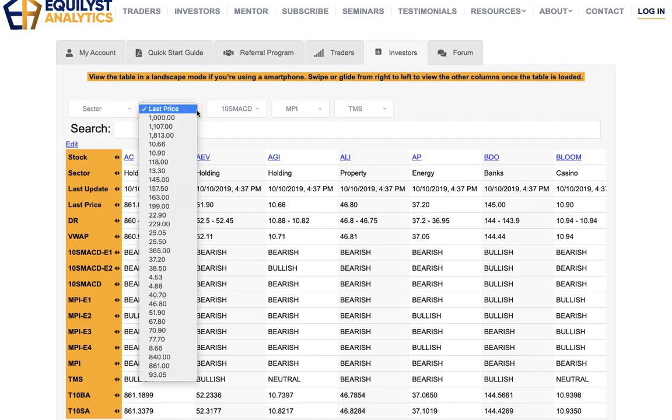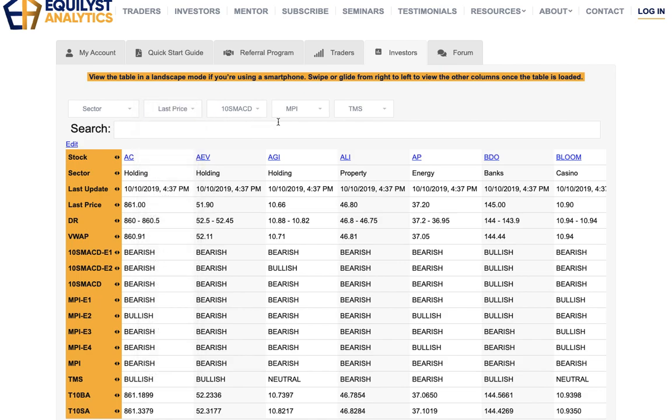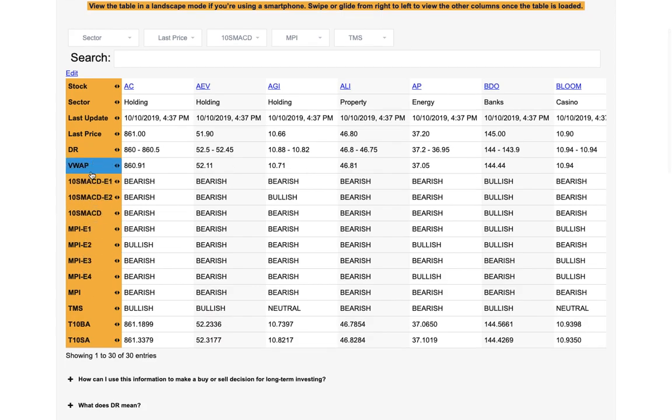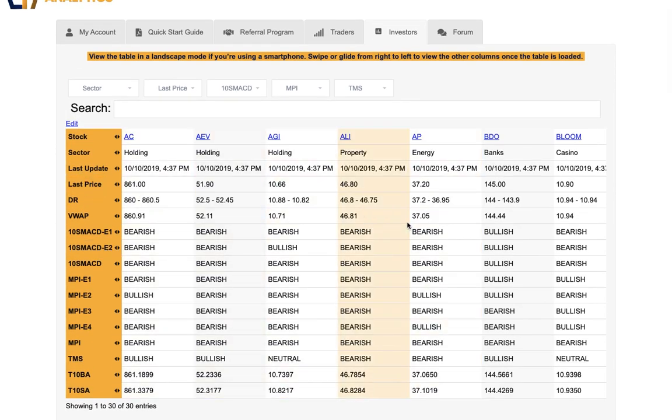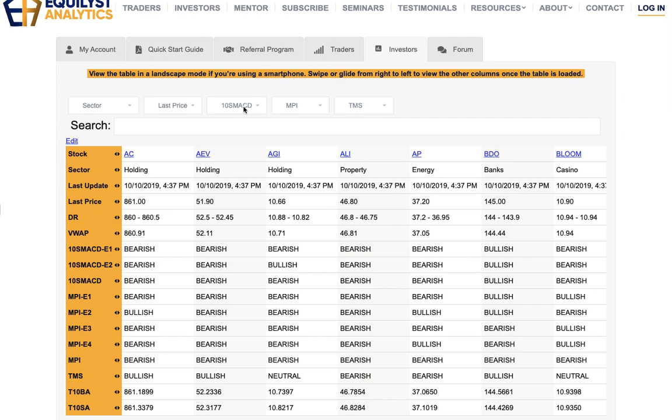You can do the same for the last price drop-down box. Now here's the main reason why I added these boxes on top. This is for you to have a faster and easier time filtering out which of these 30 index stocks have a bullish 10 SMACD combo and a bullish momentum power indicator without having to sort everything right here, without having to check all of these 30 stocks. This is how you do it.